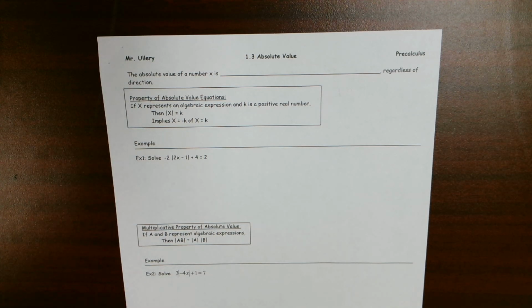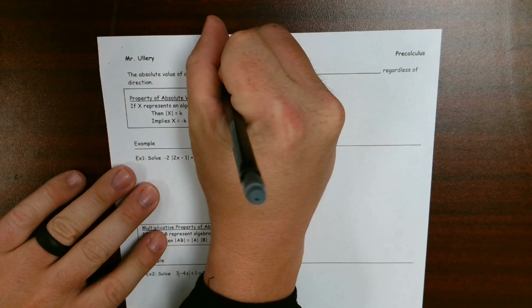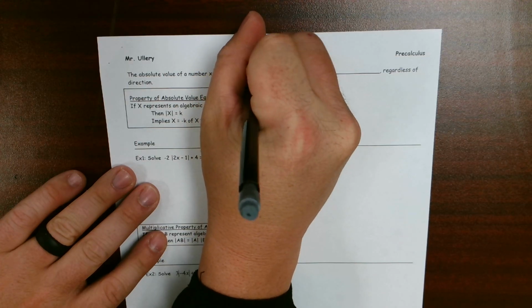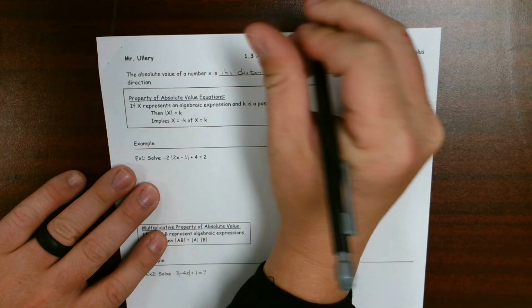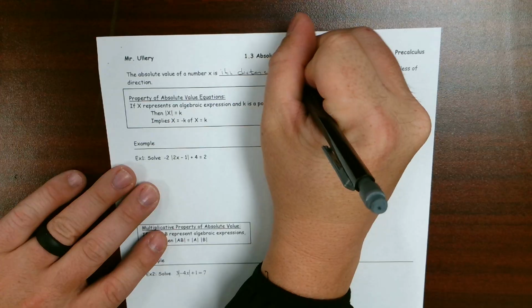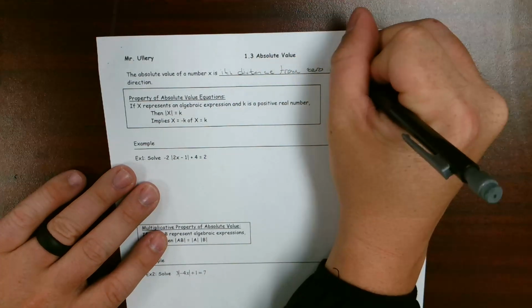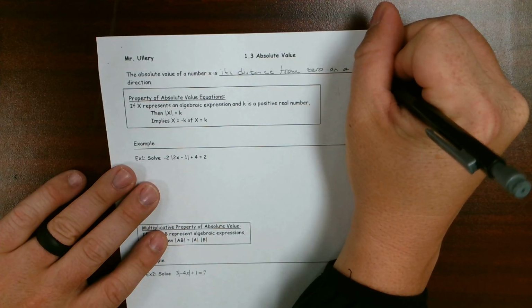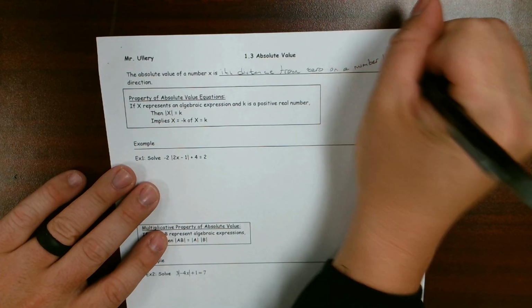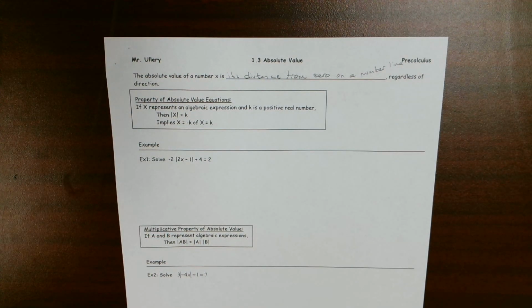Today we're in Chapter 1, Section 3, talking about absolute value. And by definition, the absolute value of a number x is its distance from 0 on a number line, regardless of direction.